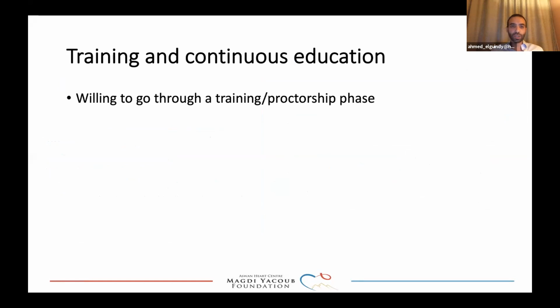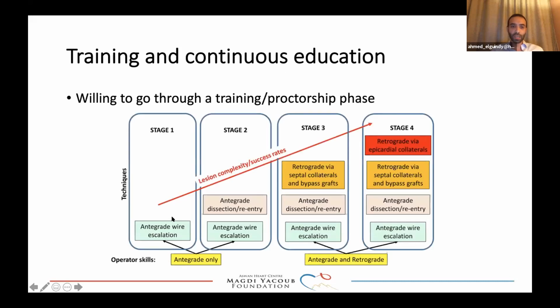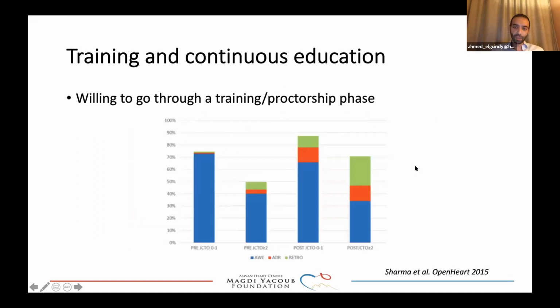And the only way to do this is really training and continuous education. So you have to be willing to go through a training and proctorship phase that takes you from mastering the antegrade wire escalation techniques, and as you progress with complexity, start to master antegrade dissection reentry, then go to retrograde via safe collaterals, which are septal collaterals and bypass grafts, and finally reach a stage where you can go through the more risky epicardial collaterals. And we actually have data to support that going through an initial training or proctorship phase, which was between 3 and 6 months in this paper, leads to a substantial increase in your success rate, especially with the more complex procedures requiring either ADR or retrograde approaches.